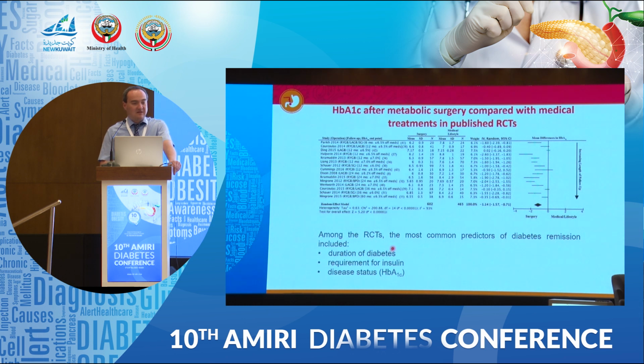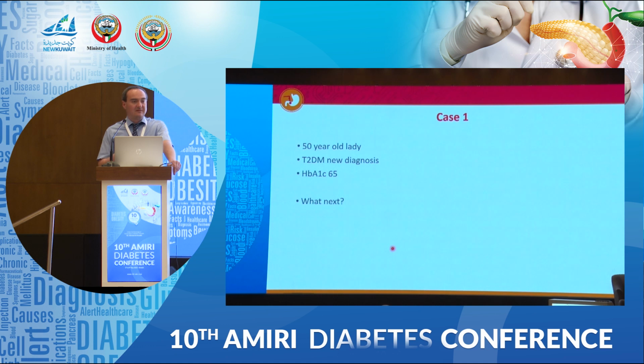Which means that if you take someone who's had diabetes for 25 years and they're on insulin, they may not achieve remission, but they will still achieve some improvements in their clinical outcomes. So this doesn't mean that surgery in those people doesn't work. It means that it works less well.